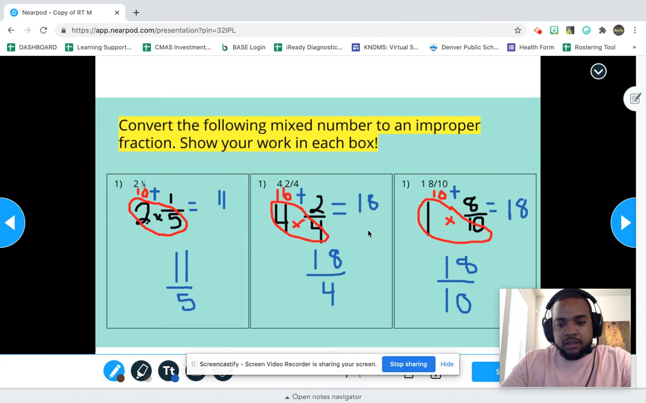So make sure you've paused this video to see that you correctly converted each of these mixed numbers to improper fractions, as well as correctly took the steps that we just went over. All right, I will see you in just a second.